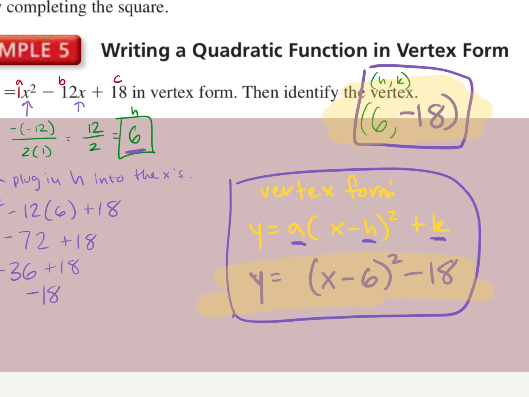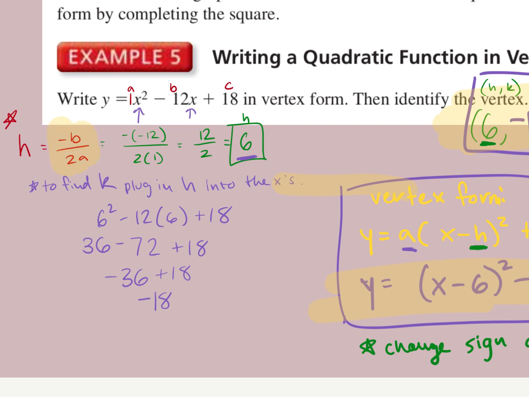Notice how the h changes the sign. So in our vertex, it's a positive 6, but when we plug it into the parentheses, our formula is minus h, so it changes to minus 6. So we always flip the sign of the h. But the k keeps the same sign. So you need to know your formula to find the h, so this formula, and then to find k, you plug it into the x's.